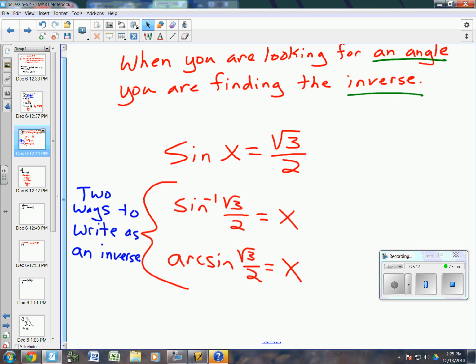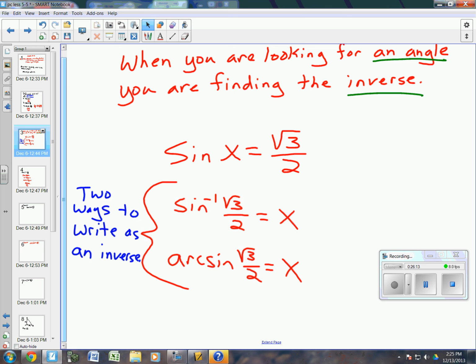60 and 330? So the answer to this is not 330. Well, it's going to be 60 and 120. Okay, but notice the answer is an angle, right? So when we're doing these kind of problems, we're looking for an angle.